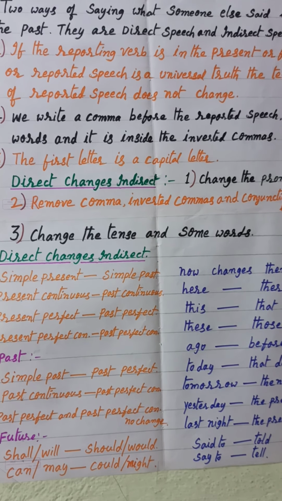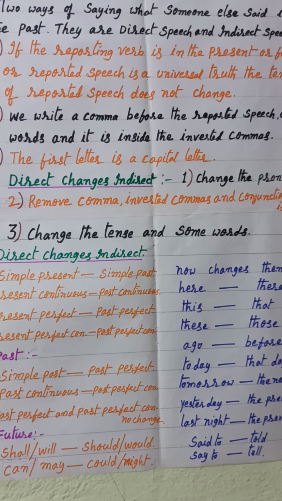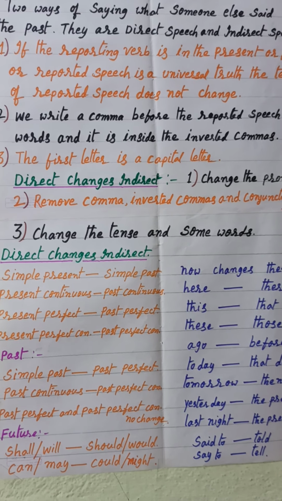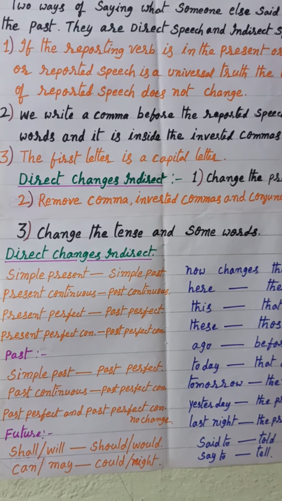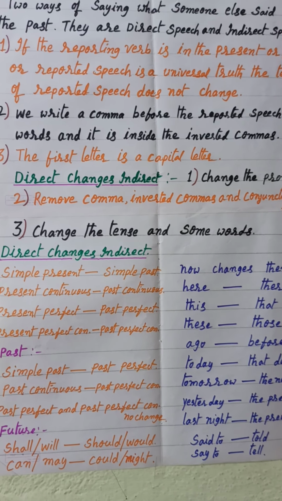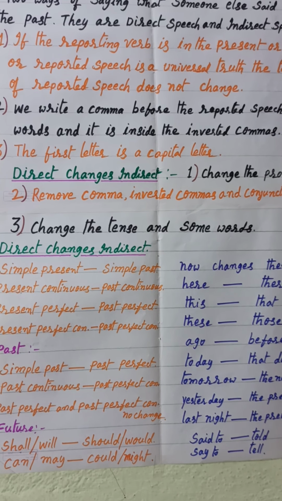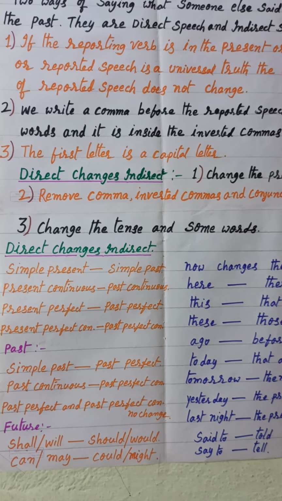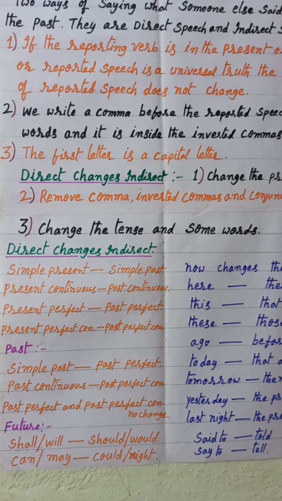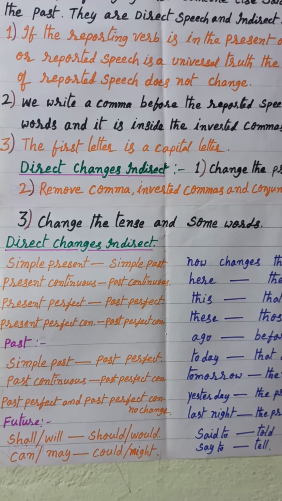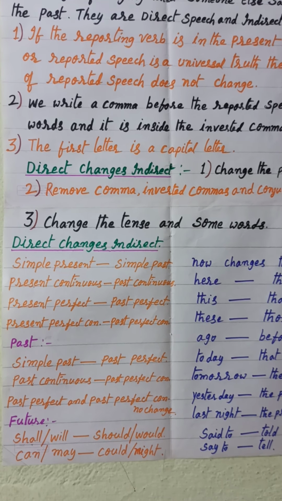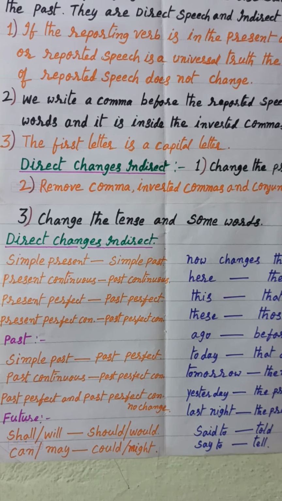Here, direct changes to indirect. Simple tense changes to simple past. In direct speech, simple present tense is changed to simple past tense. In the same way, present continuous changes to past continuous. Present perfect changes to past perfect. Present perfect continuous changes to past perfect continuous.